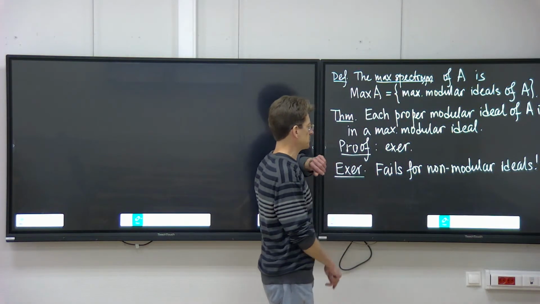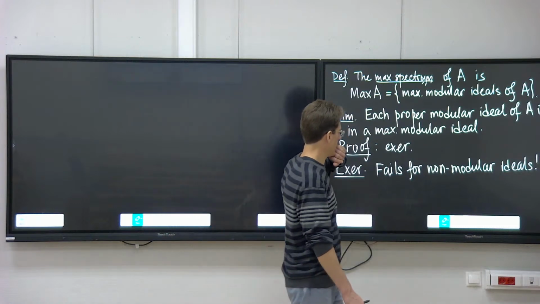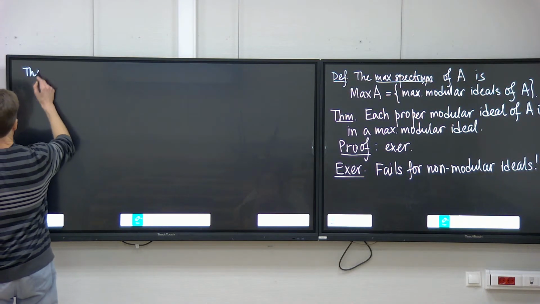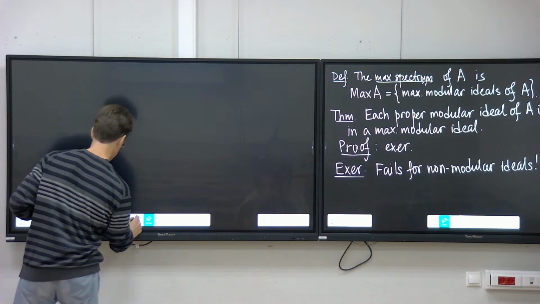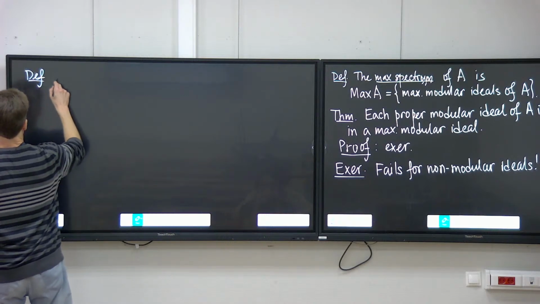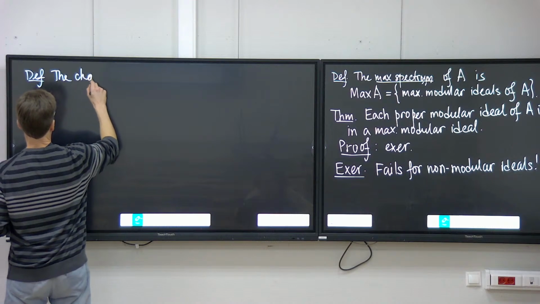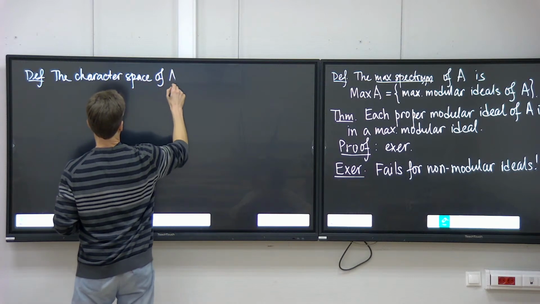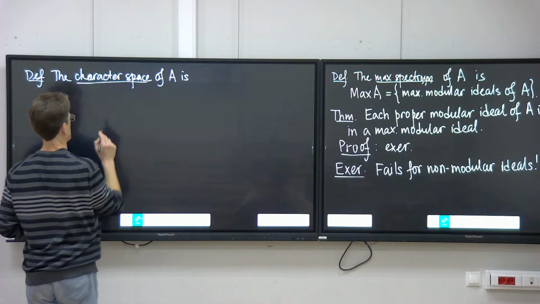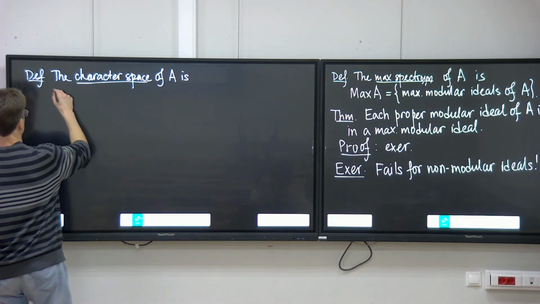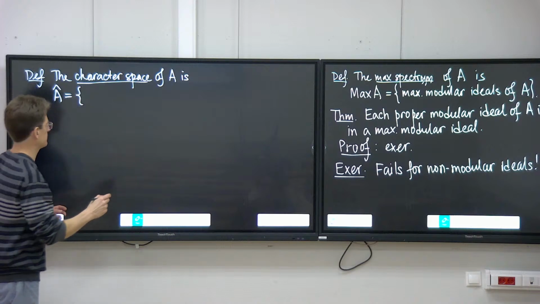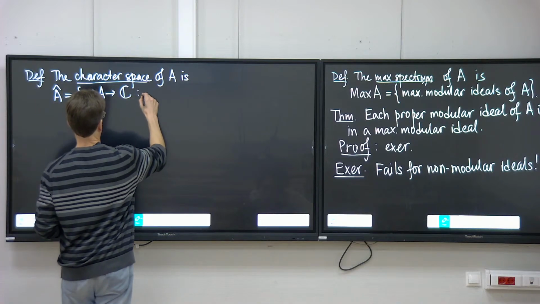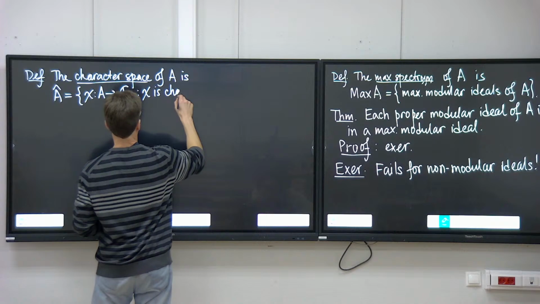Okay, let's now come back to the maximal spectrum. Now we know that it is non-empty. And as in the unital case, let's also introduce the character space. This is another definition. The character space of A is defined in exactly the same way as in the unital case. It consists of all non-zero characters of A.